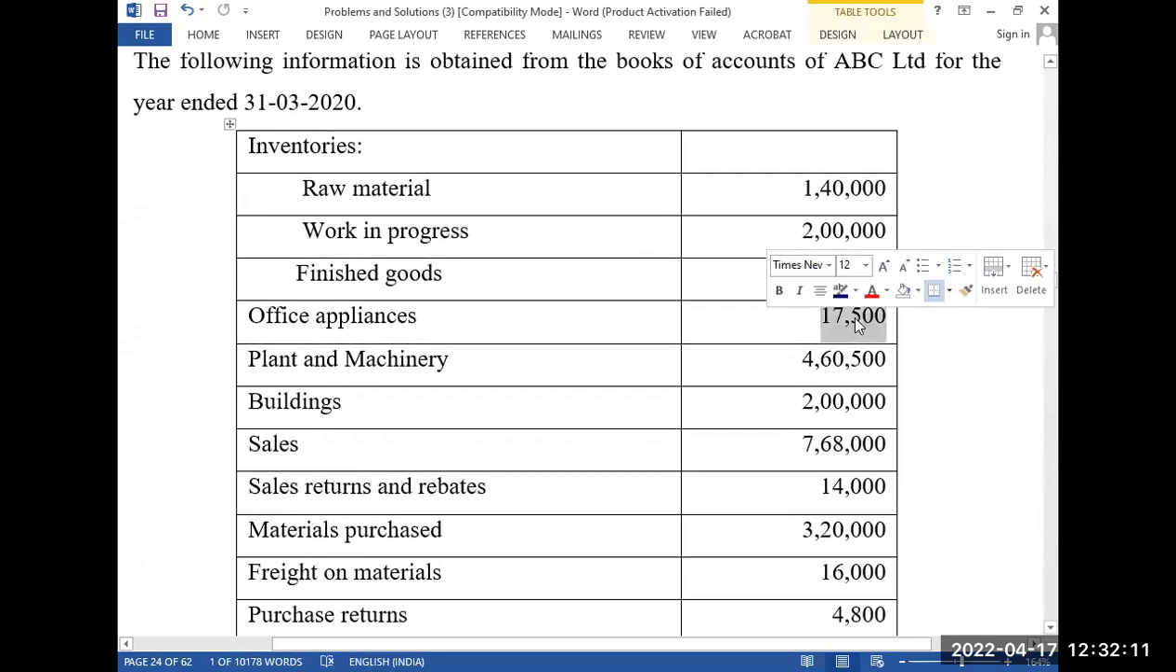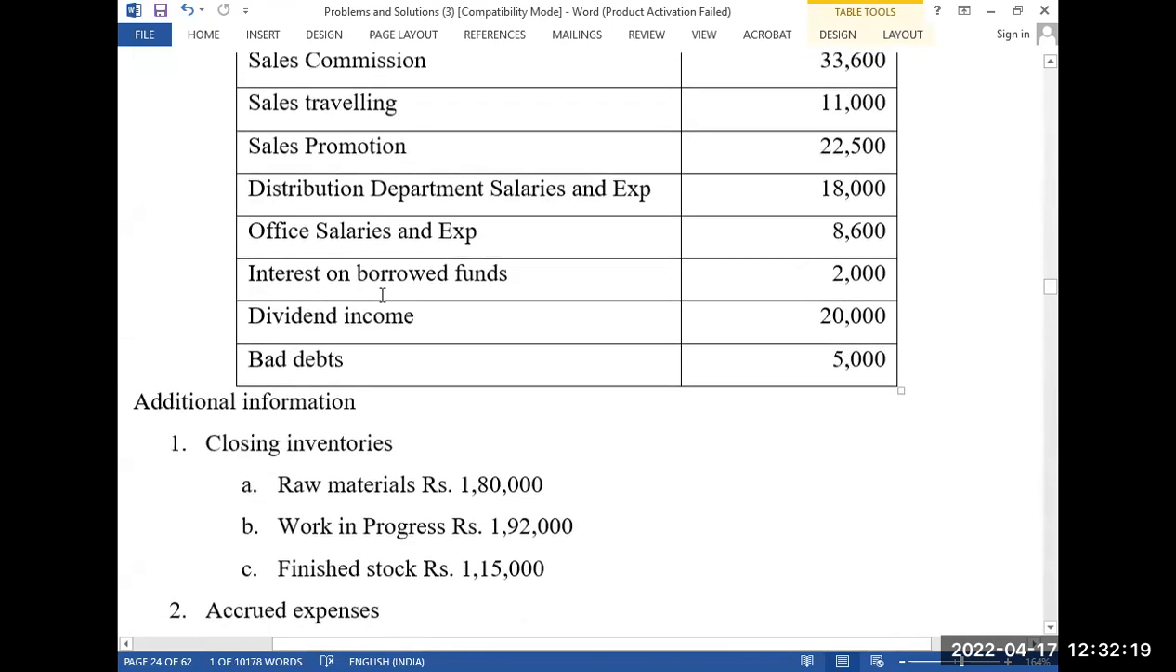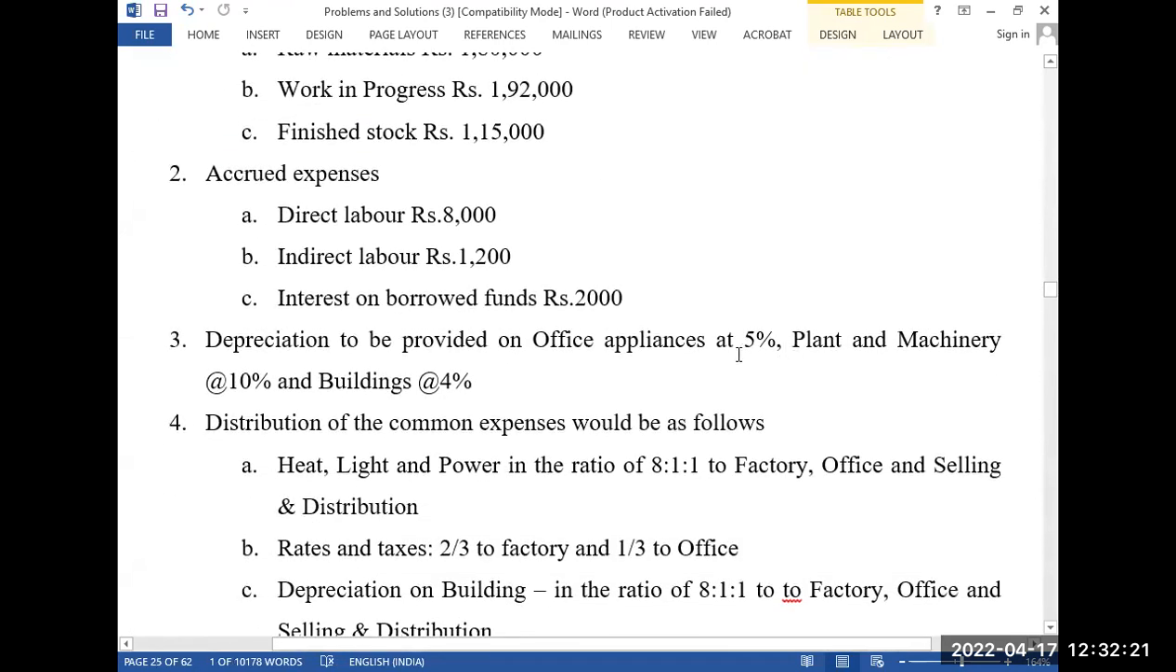They did not give you the depreciation, they gave the rate of depreciation. What is the rate? Office appliances worth is 17,500. Rate of depreciation is 5%. So 5% on 17,500, that amount should be written in office overheads. Similarly for plant and machinery and building. Is it okay, ma'am? Yes, sir.